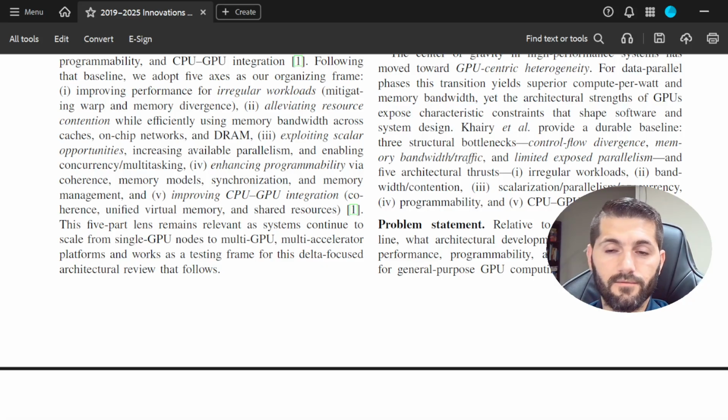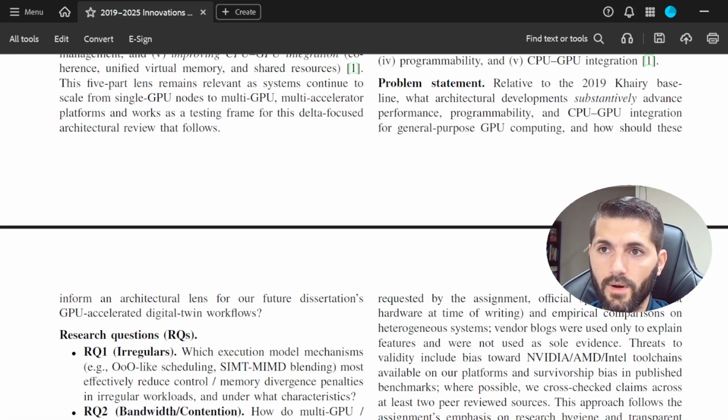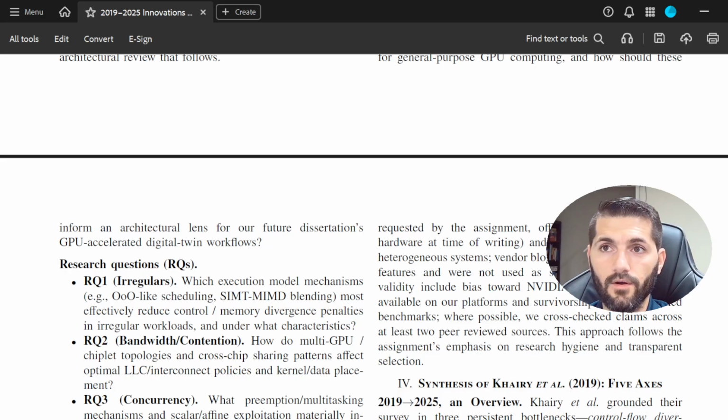In digital twins, for example, a lot of that is physics. So physics would be considered a general purpose GPU usage versus doing the graphics side of it. So some of the research questions are basically looking at those irregulars, that bandwidth contention, concurrency, programmability, integration, those fabrics that bond everything together, and what kind of things cross-cut in that.